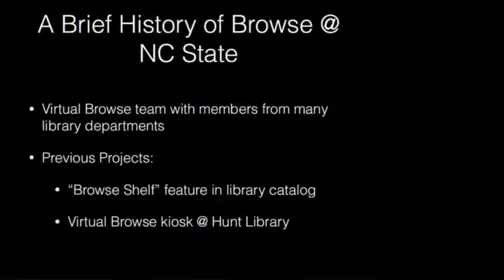So they developed the browse shelf feature in the library catalog, a call number sorted representation of the shelf, like a cover flow style browse. And also the virtual browse kiosk, which you'll see later at the Hunt Library. It's in front of the book bot, and it's a touchscreen kiosk where you can browse the collection and make requests to the book bot for items.